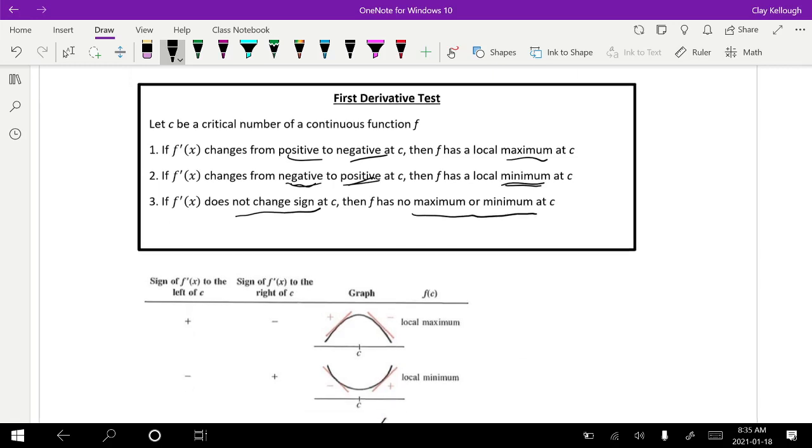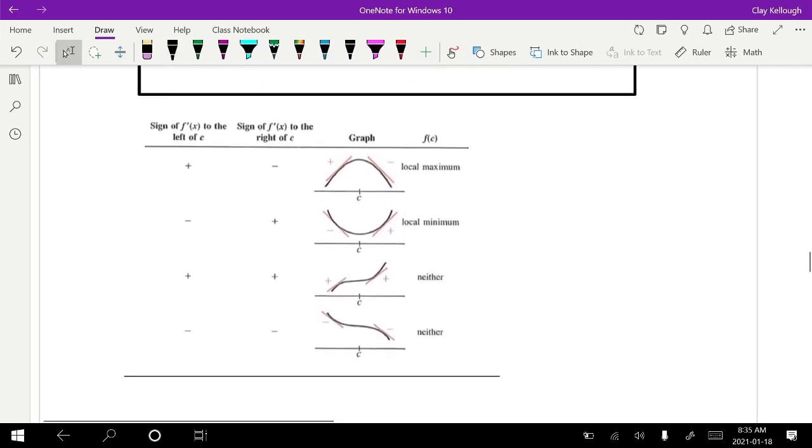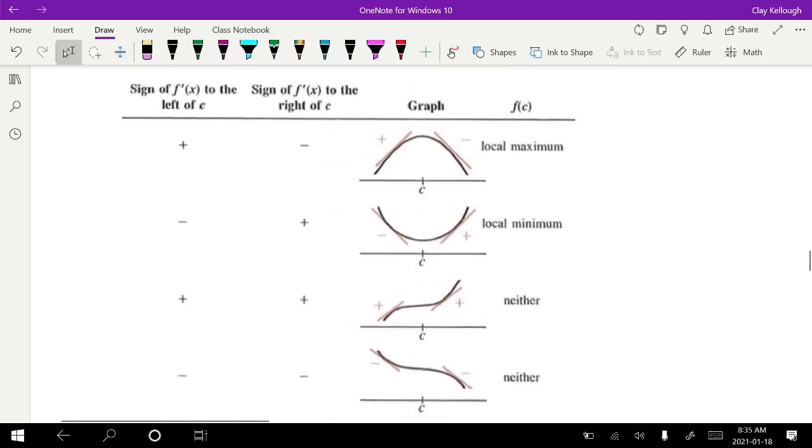And here's a nice little diagram that I just stole from an old textbook that really, I think, illustrates this well. Let me make that a bit bigger. So we're going to do those interval charts again. If we're left of point c and right of point c, and we go from positive to negative, that means the tangent used to be sloped up and now it's sloped down, so point c must have been a local maximum. If we go from a negative slope to a positive slope, we must have had a minimum.